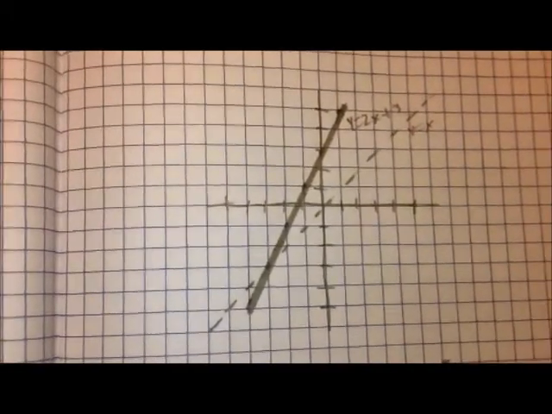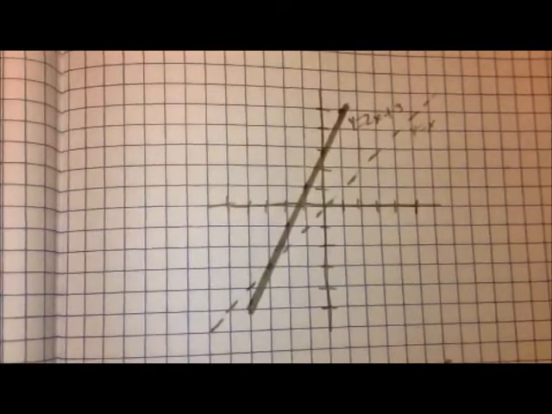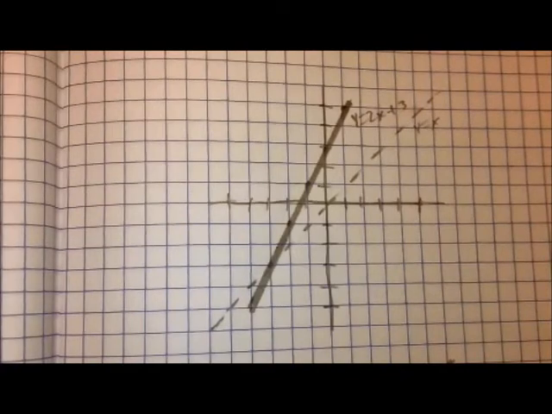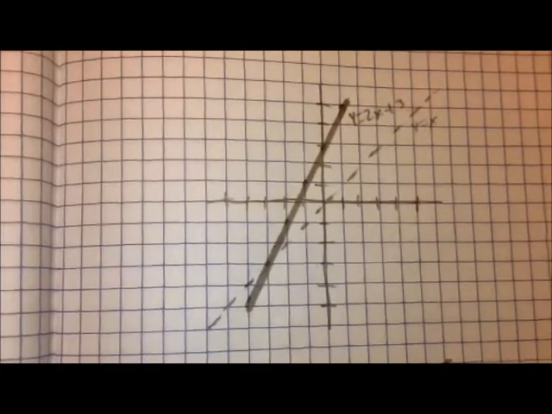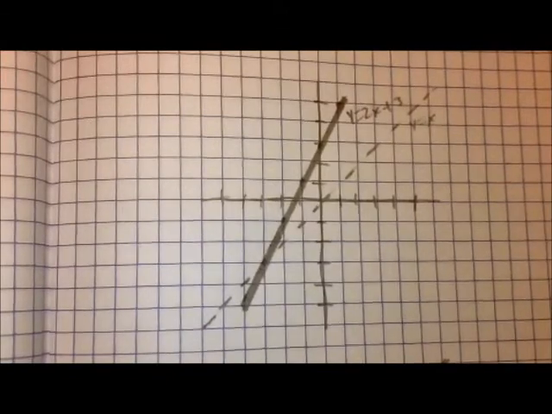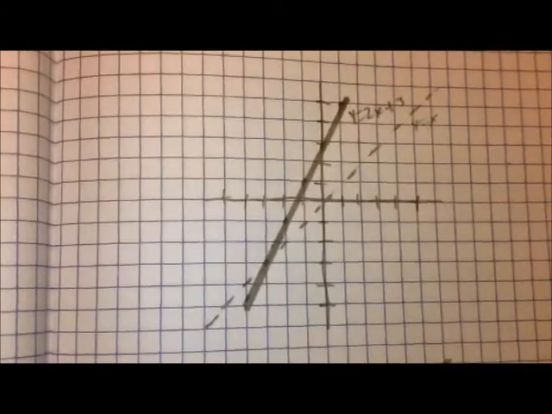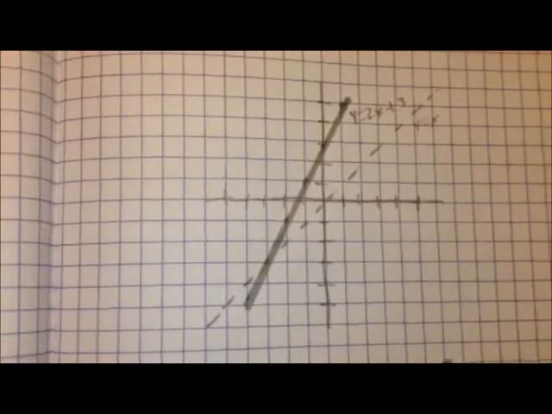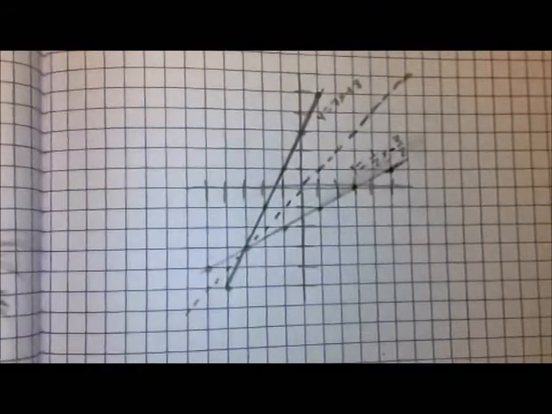Another way to find an inverse of a function is by graphing it. So I just graphed the y is equal to 2x plus 3 function, and the inverse of this function would be reflected across the y is equal to x function. So after I reflect this function across the y is equal to x function, I get this.